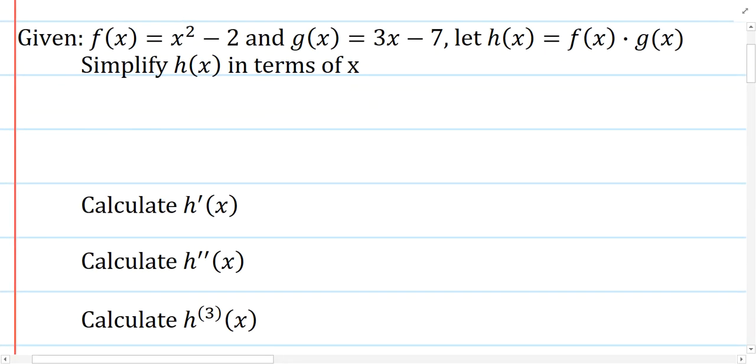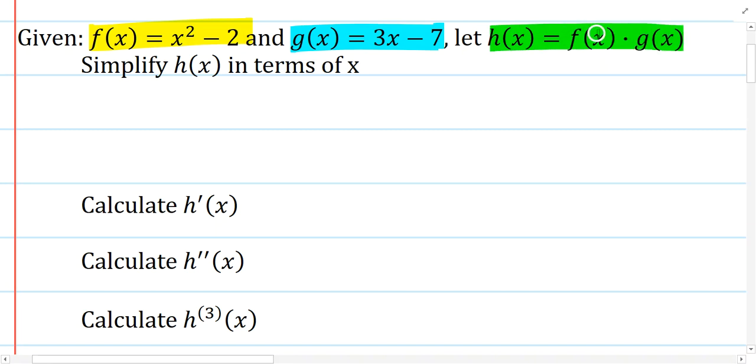Rather than prove these derivatives, I thought I'd just kind of give you an anecdotal reason why we have to use them. Now, let's say we've got a function f that's defined as x squared minus 2, and we've got a separate function g which is equal to 3x minus 7. The combination of the two functions, when they're multiplied together, f times g, is going to produce a third function that we're going to call h.